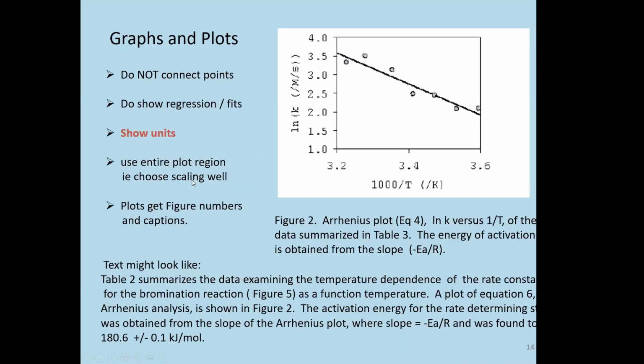Here is one example of a linear plot. This is the natural log of the rate constant versus 1,000 over the temperature. So here it is not 1, it's 1,000 over the temperature. The unit is per Kelvin, and the rate constant unit is per mole per second. So this graph is showing a linear relationship.